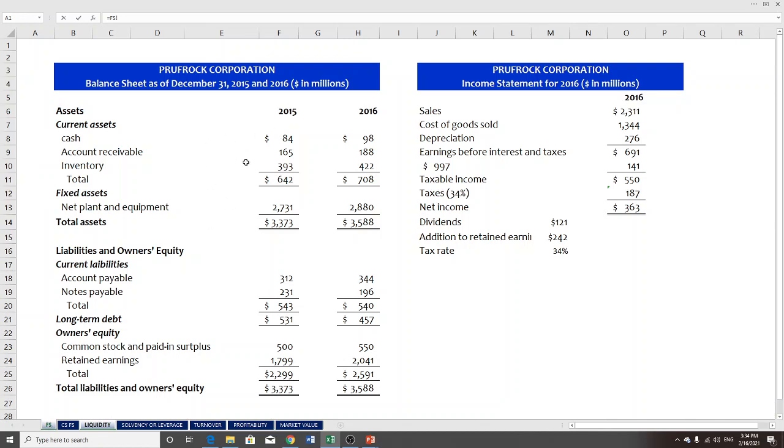Make sure you don't click any other thing here. Current assets, our current asset total for 2015 is this. Divide by our current liability total. This is current liability, the total is this. So press enter, it will take you back to your sheet.